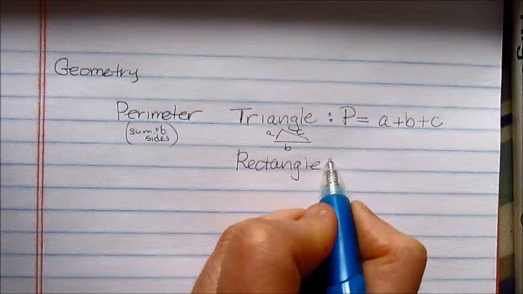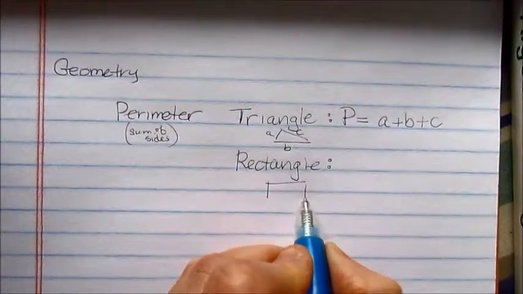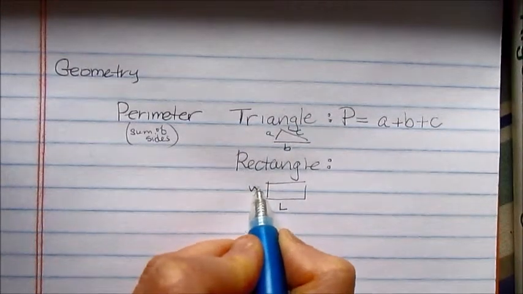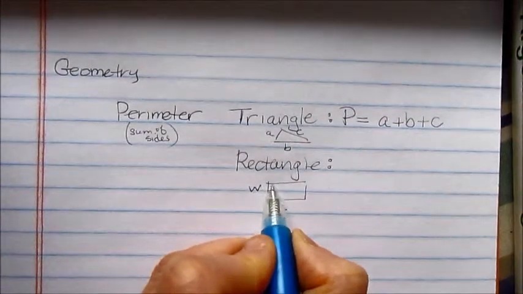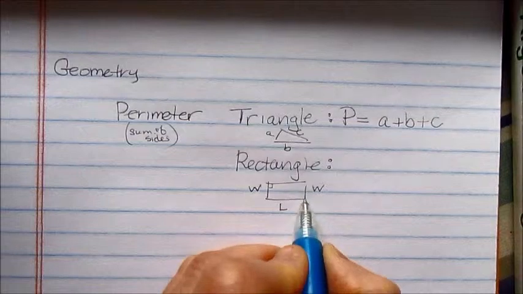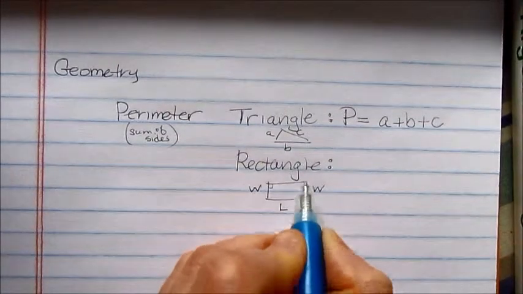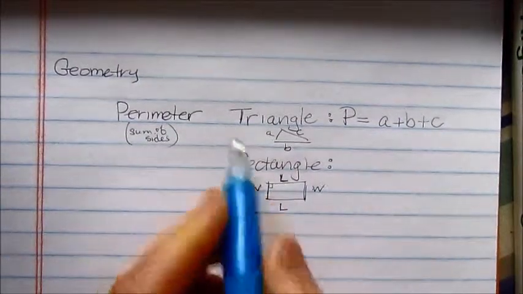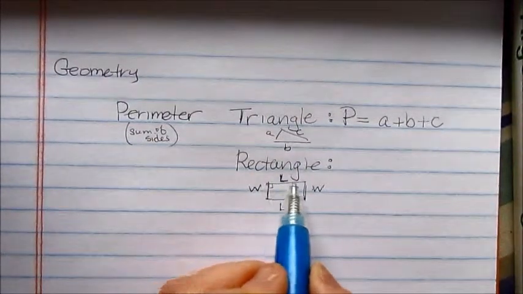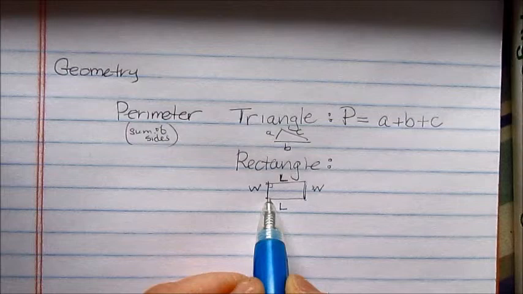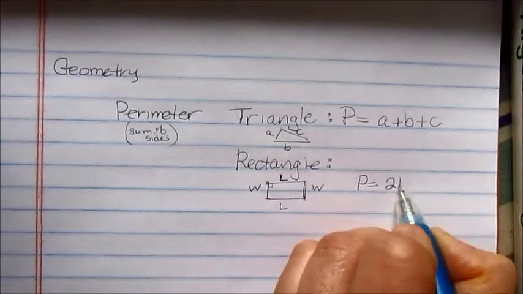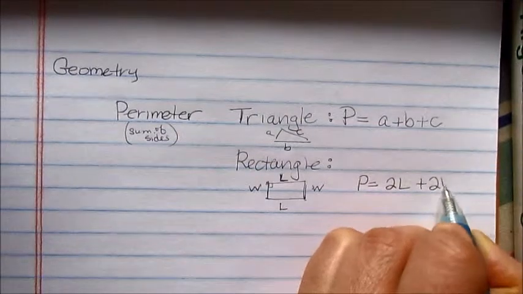Keep that in mind. A rectangle is usually length times width. You have right angles here. Width and width are the same. Length and length is the same. If I was going to walk around the sides, I'd get L plus W plus L plus W. Or easier said, I've got 2 L's plus 2 W's.